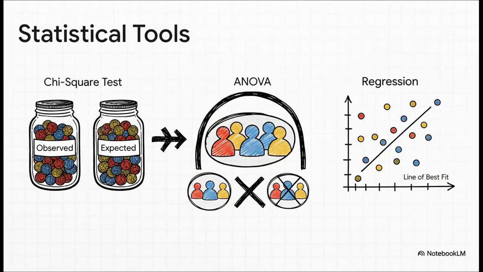And of course, we have specific tools for the job. A chi-square test, for instance, compares what you actually observed with what you expected to see. It's like comparing how many times you got heads when flipping a coin to the 50-50 split you'd expect. Or, if you wanted to compare the average results of 3 or more groups, you'd use something called ANOVA, which is way more accurate than just running a bunch of separate tests and risking more errors.